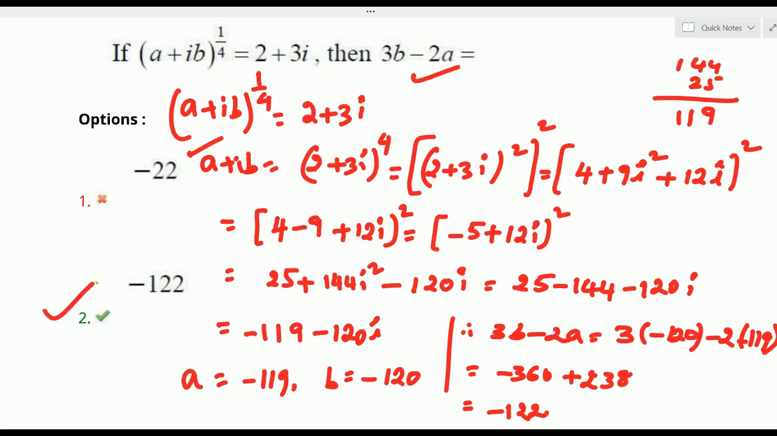So easy, na. What do I do? If (a + ib) whole power 1 by 4 is given, then bringing the 1 by 4 across makes it power 4 on the right side. I apply (a + b) whole square once and then (a + b) whole square again. The i square value is minus 1, you know. Compare the real and imaginary parts. We can find out a and b values. Then we can get our required result, 3b minus 2a. Is it clear? Now look forward to the next question.